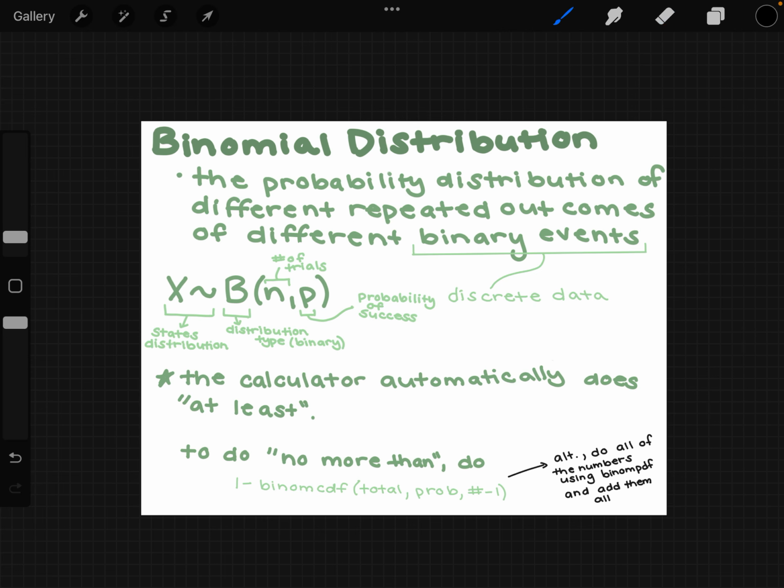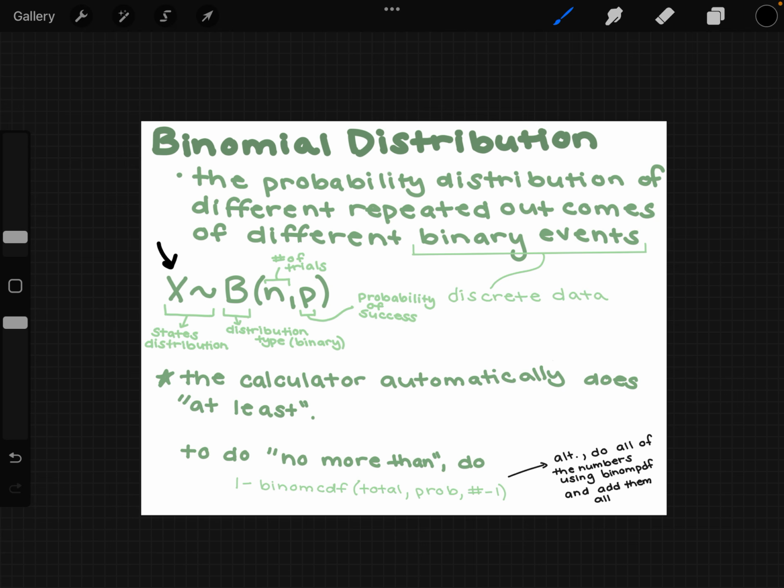So what is binomial distribution? Binomial distribution is the probability distribution of different repeated outcomes of different binary events. When we talk about binary events, we're exclusively talking about discrete data. So how many leaves are on the plant, or how many cars are in the parking lot. It is discrete data, it does not have a range, it just has a set number, okay?